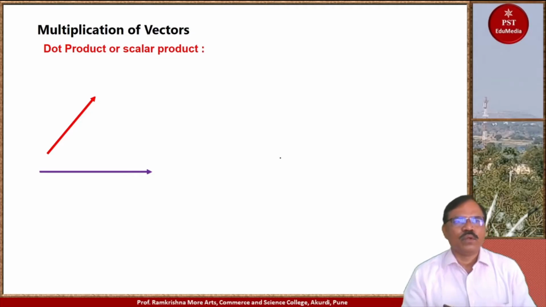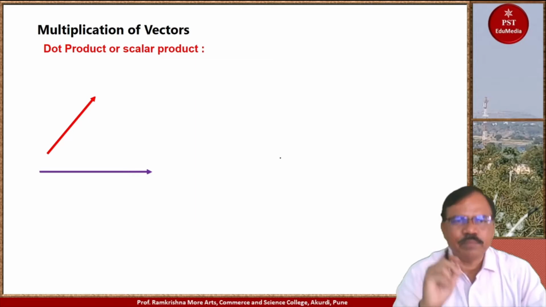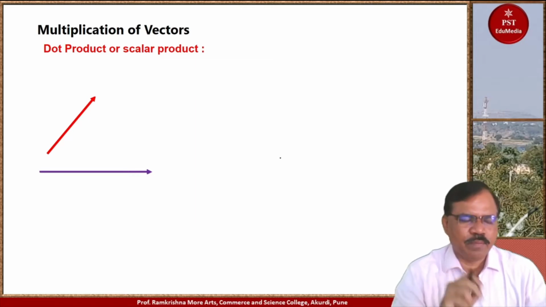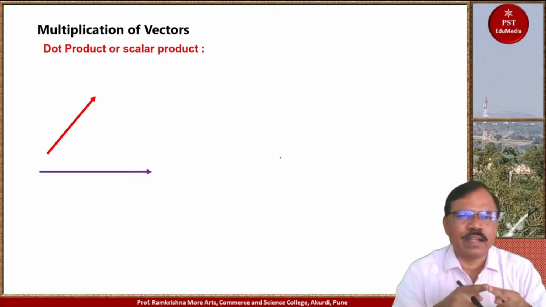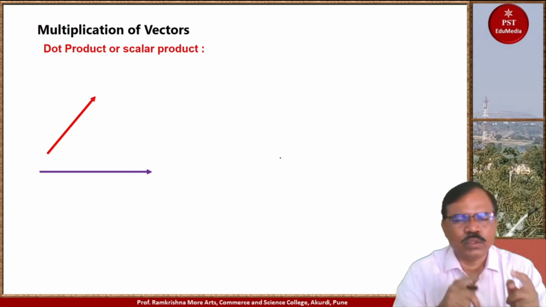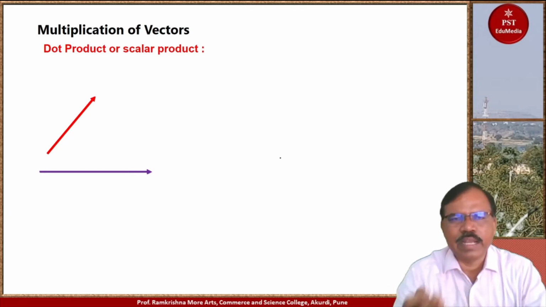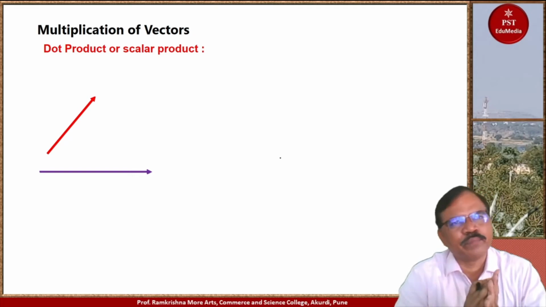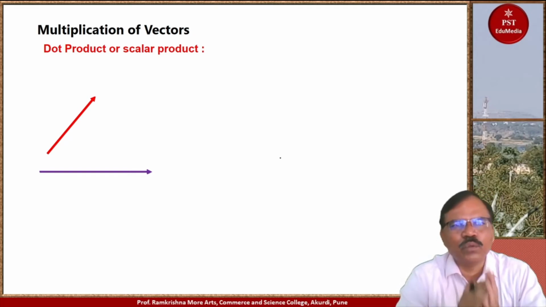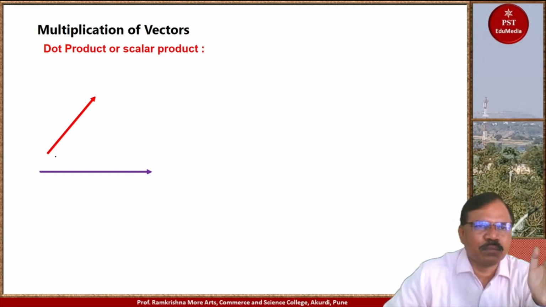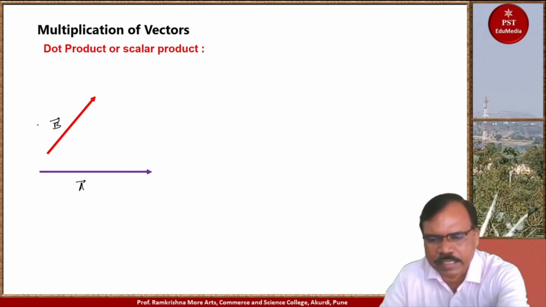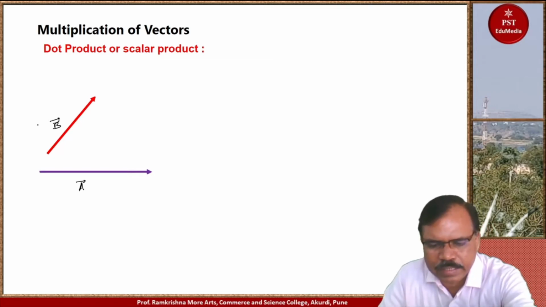Now we'll go to multiplication of vectors. First we'll take the scalar product. We know you can multiply two numerical values: 2 into 3, we get 6. That is a product. Now here we have two vectors, suppose vector A and vector B, and we have to take their multiplication.